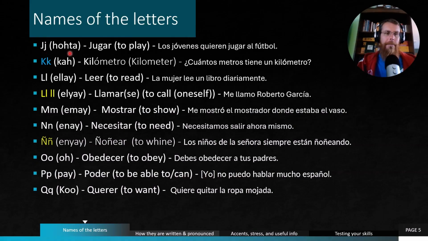All right, so we got Jota, and the verb that is given is jugar. Jugar, which means to play, like play a game. Los jóvenes quieren jugar al fútbol. So, los jóvenes means the young people. There's not really a good translation of it, but it's kind of like teenagers, but just young people. Joven means young, so these are like the young people.